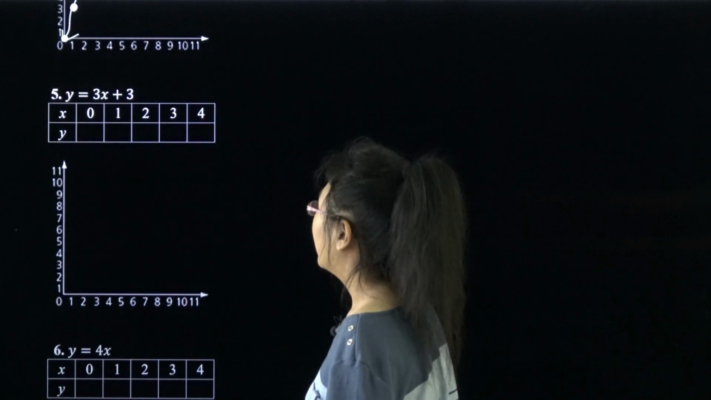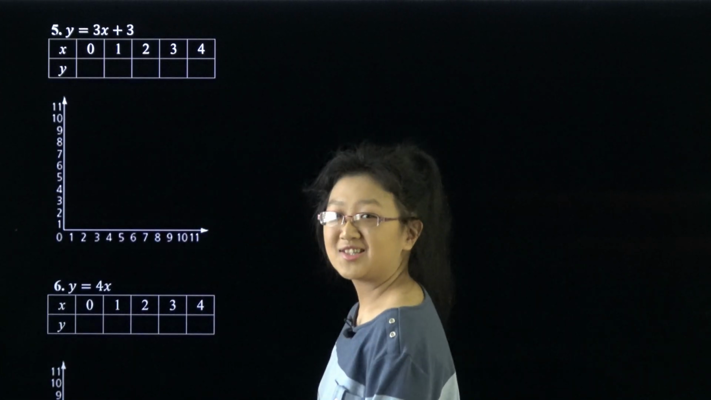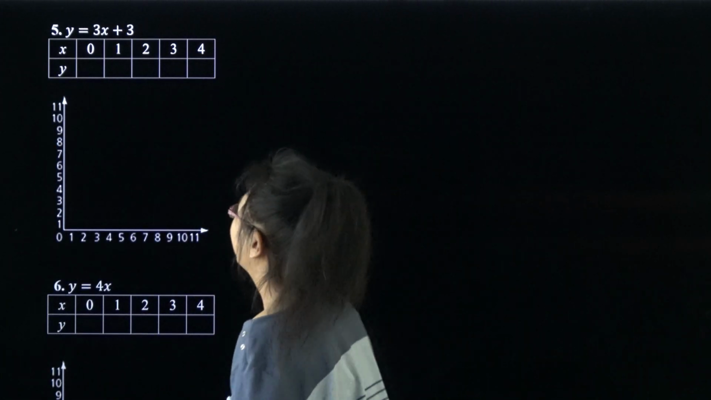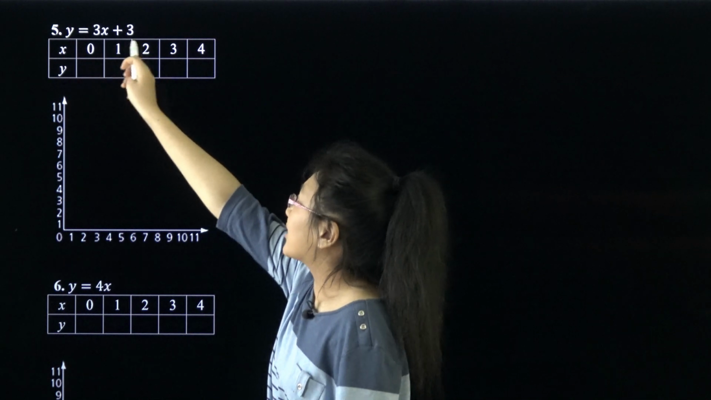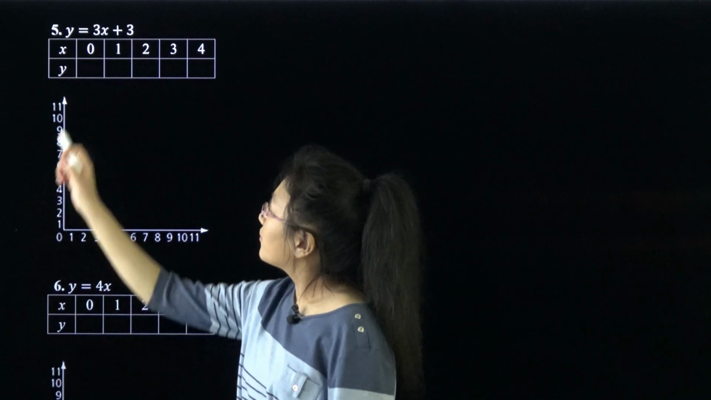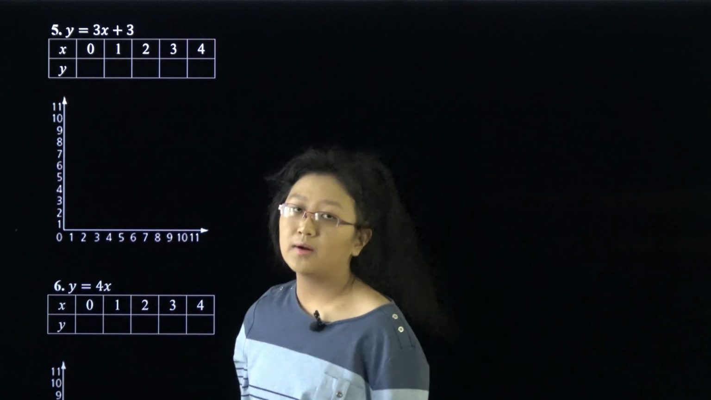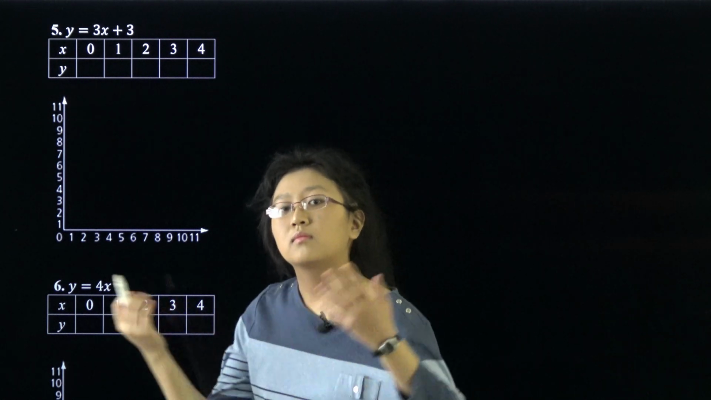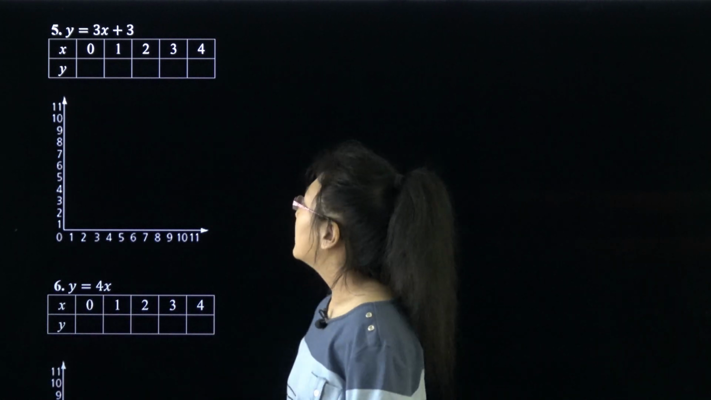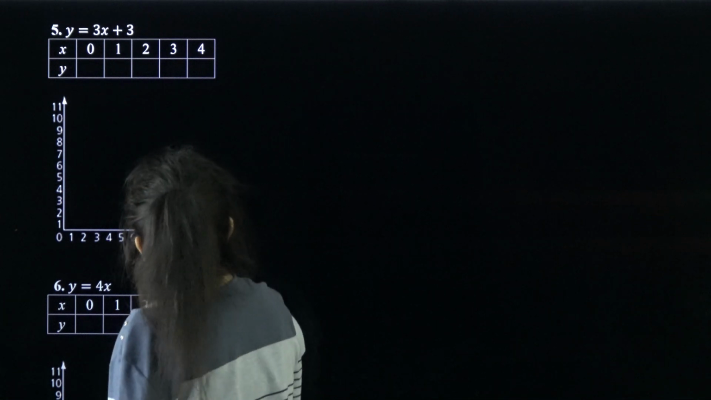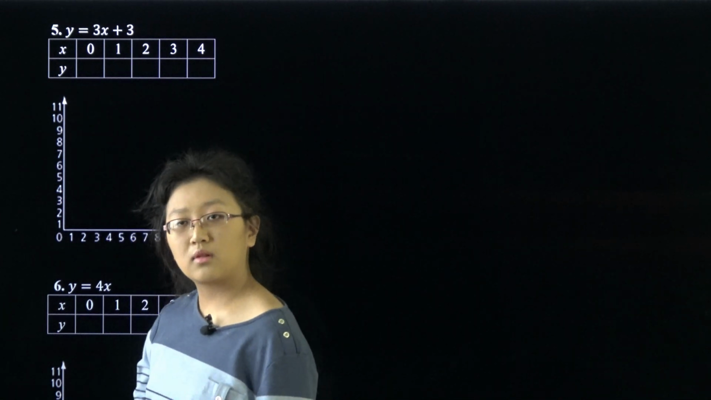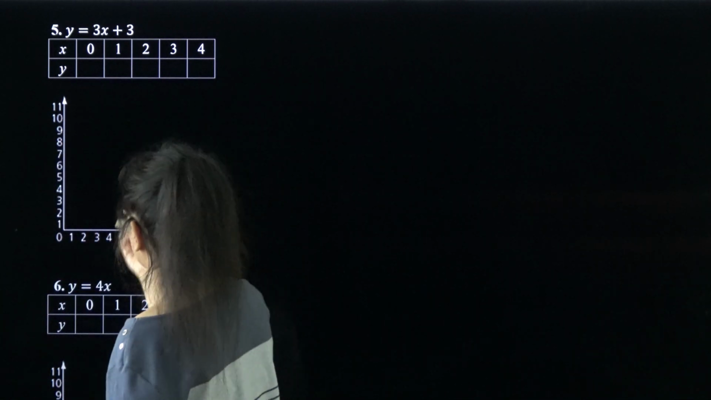Question number 5. And nope, that's not the last question. You thought it was done? No, it wasn't. y equals 3x plus 3. x equals 0, 0 plus 3, 3. Now, this is also a lot like your 3 times tables, except you just add 3.